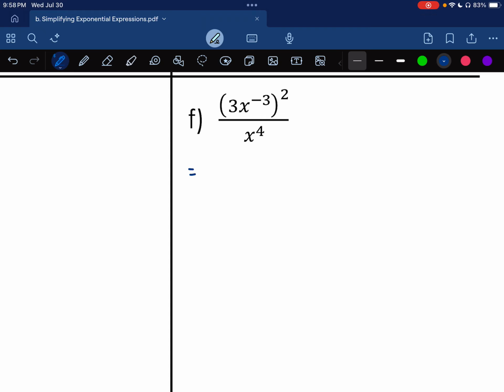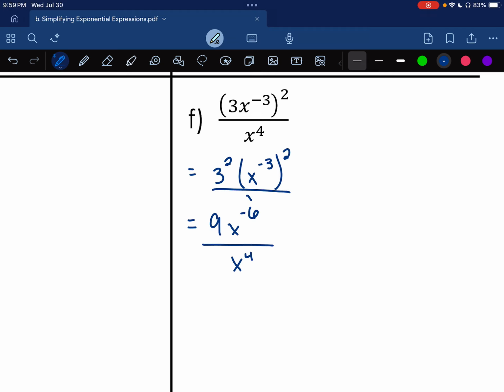Now it's fairly common to have that power of a power within here, like I've got going on here. So this is going to become 9 times x to, we have to multiply those exponents, the negative 6th. And then that's over x to the 4th. Forgot my x to the 4th over x to the 4th here in this one. Yikes. But we'll just clean this up so it doesn't look like I sneaked it in there because I forgot about it, like I totally did.